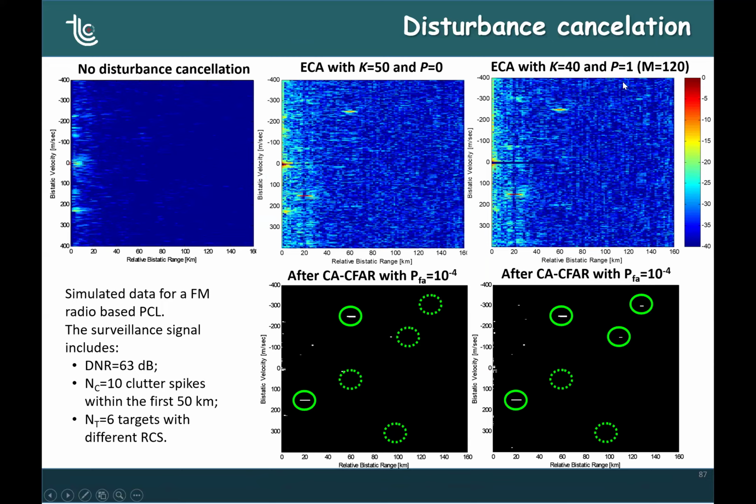And here we do it with k equal to 40 and p equal to 1. So we are subtracting also the component with a small Doppler frequency. Still, on the first three images, we don't know exactly where the clutter is and where the target is, but we see something in the image.